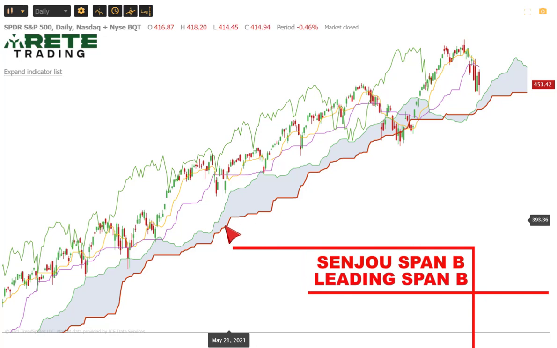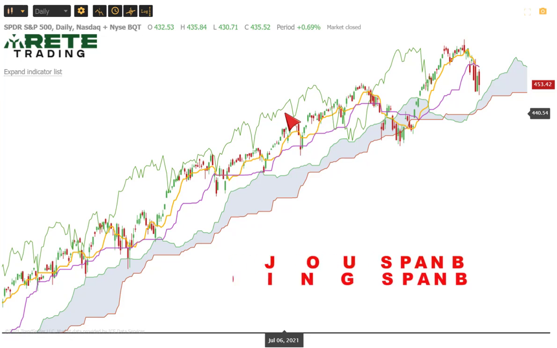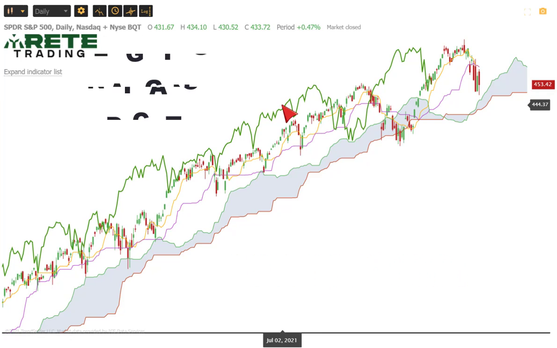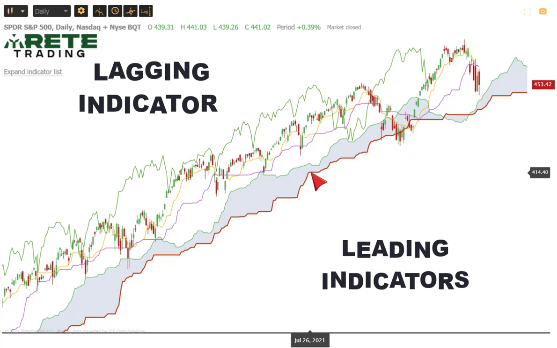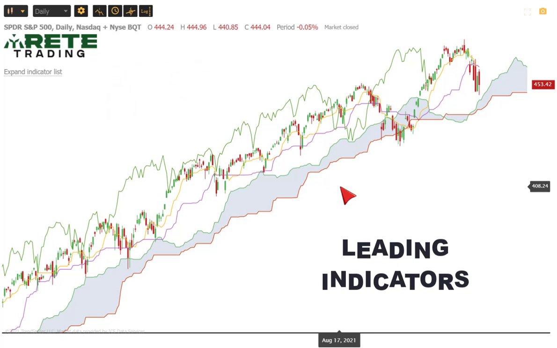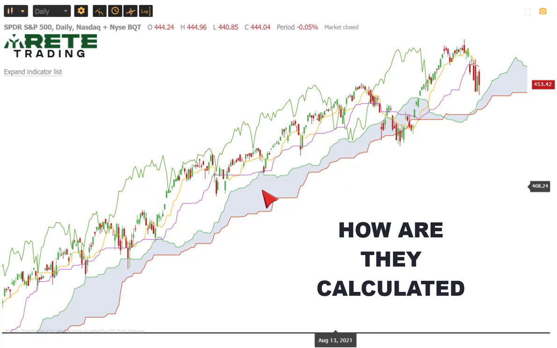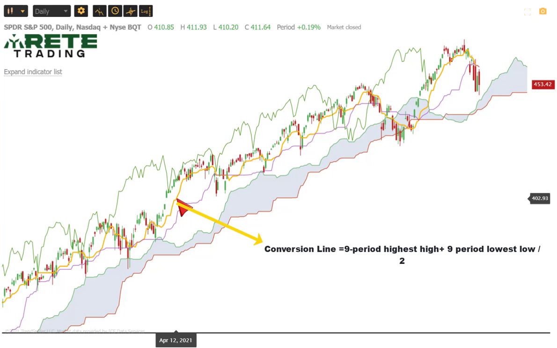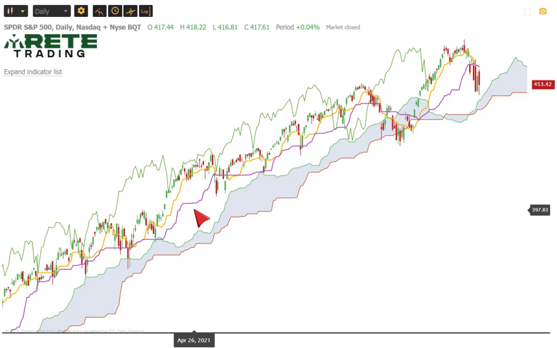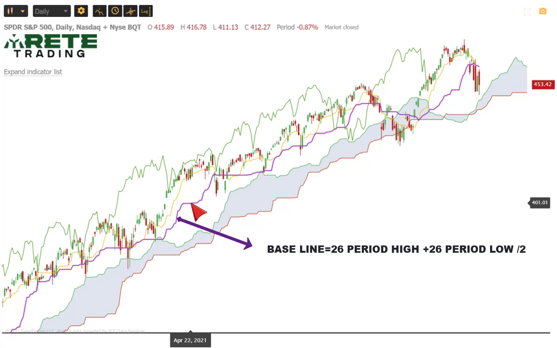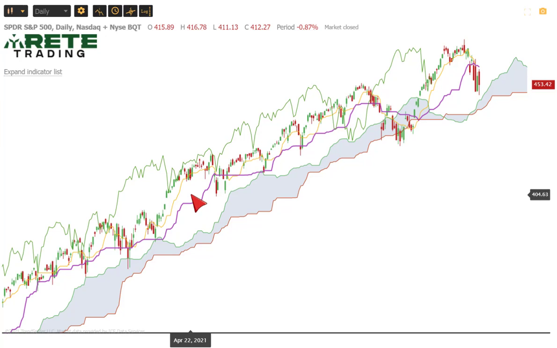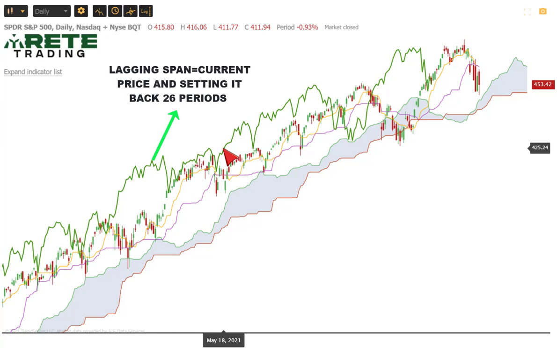Okay, so I think it's important to understand what these are telling us. This is a lagging indicator. These are leading indicators. Okay, now let's just talk for a moment about how they're calculated. All right, so to start, the conversion line is calculated through a 9-day high-low divided by 2. The purple line is calculated by 26 days high-low divided by 2. The green line is the close of the last 26 days.